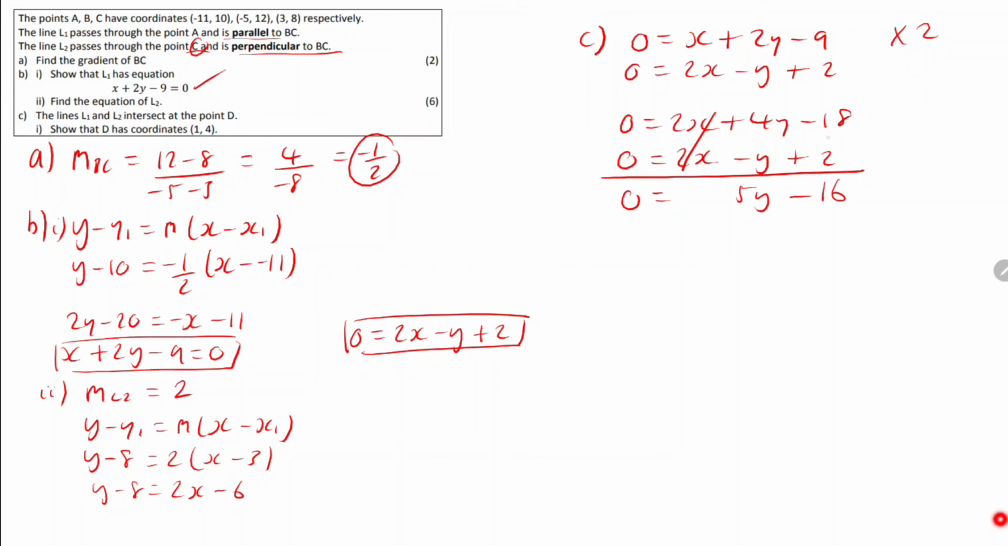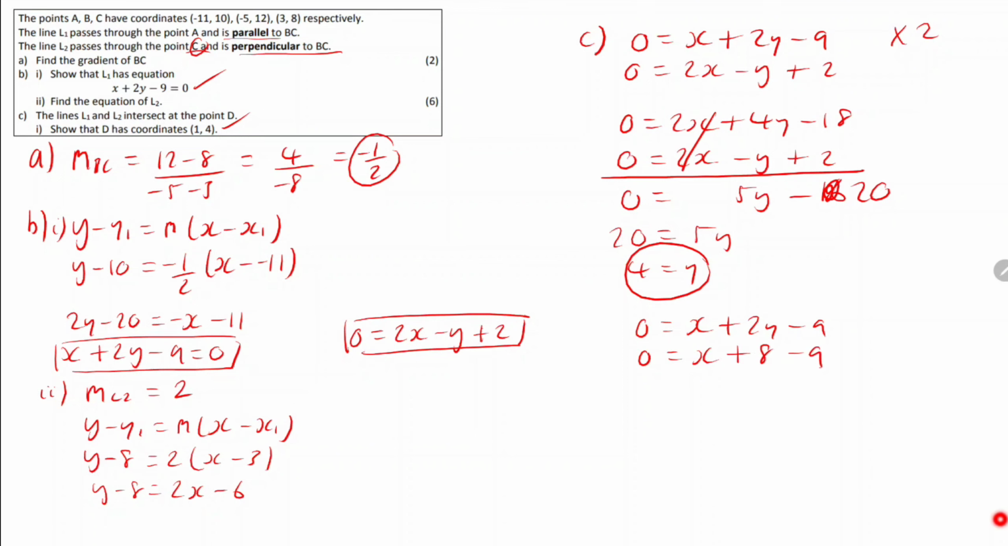Sorry, I've just noticed my mistake. This won't be minus 16. Minus 18 minus 2 gives you minus 20. And then bring the 20 over, so it becomes positive. And then divide 20 by 5, which gives you y is 4, which is what we needed. Solve for x, so 0 equals x plus 2y minus 9. 0 equals x, 2 times 4 is 8, plus 8 minus 9. So 0 equals x minus 1. So 1 equals x. And then we've got the correct set of coordinates.